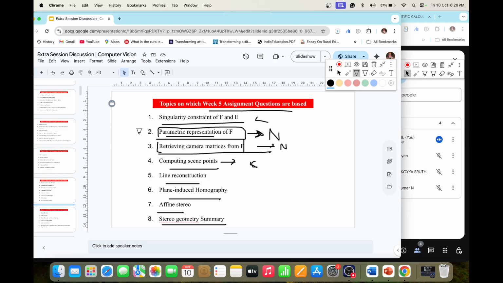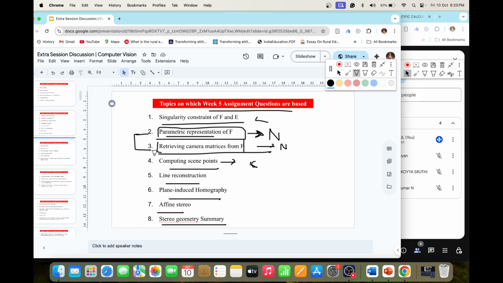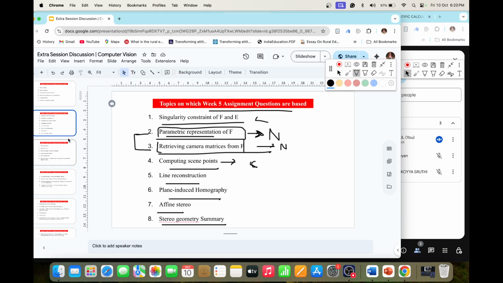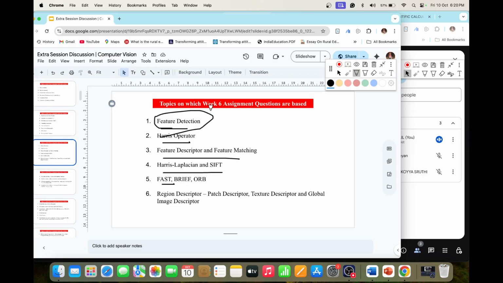So yeah, these are the things. According to me, the second and third concepts are very important, so just look into them. From the second and third concepts, you can get many questions. And then moving on to the next part, that is the topics on which the week 6 assignment questions are based. One is feature detection, then Harris operator, feature descriptor and feature matching, Harris Laplacian, SIFT, and yeah. So first we are starting with feature detection. Week 5 ended with this stereo geometry concept. Now we are talking about feature detection, feature description, and feature matching.